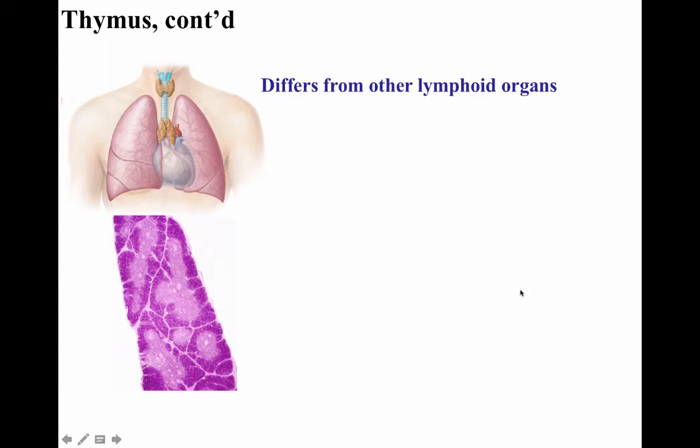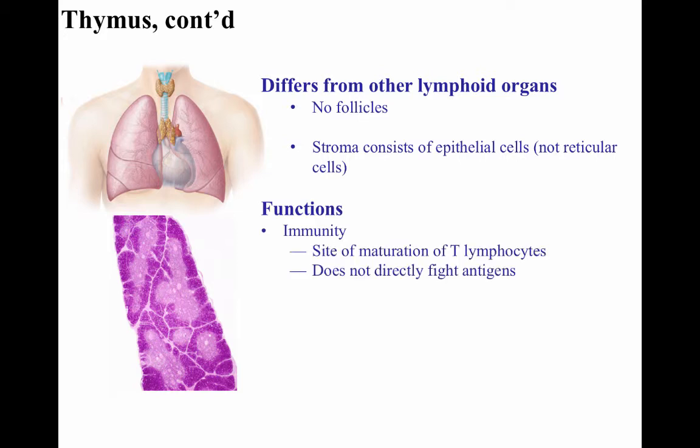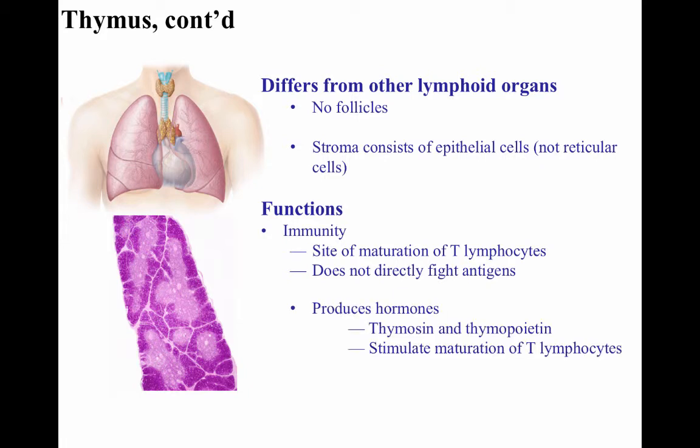The thymus differs from other lymphoid organs in that there are no follicles. We don't really see epithelial cells lining these containers that would be the follicles. And the stroma consists of epithelial cells, not reticular cells. The thymus functions in immunity. It's a site of maturation of T lymphocytes and does not directly fight antigens. It's focused on the maturation of the T lymphocytes to then circulate in the body. It produces hormones, thymosin and thymopoietin, which stimulate maturation of T lymphocytes.